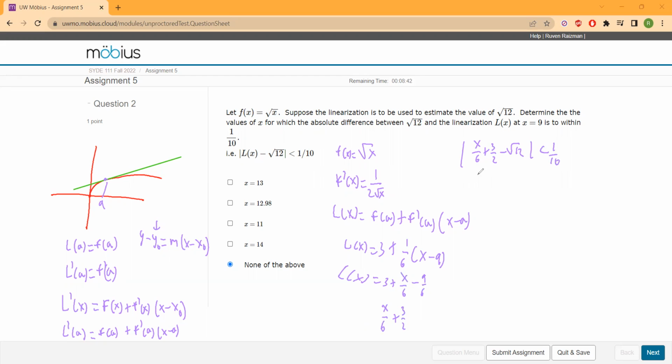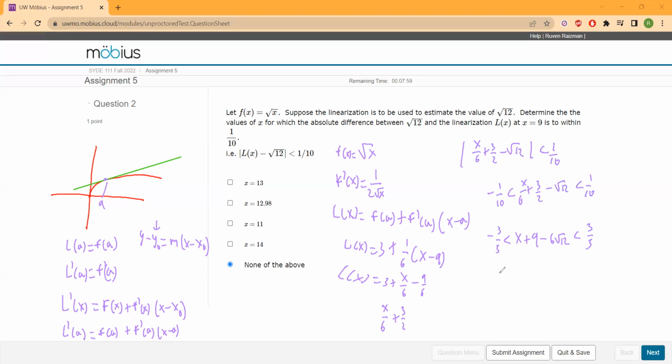Then we're just going to open up the absolute value by placing the 1/10 on both sides. So it's going to be bigger than negative 1 over 10, x over 6 plus 3 over 2 minus root 12, but is smaller than 1 over 10. I'm going to multiply everything by 6. So we're going to get negative 6 over 10, which is equal to negative 3 over 5, is smaller than x plus 9 minus 6 root 12, but is smaller than 3 over 5.